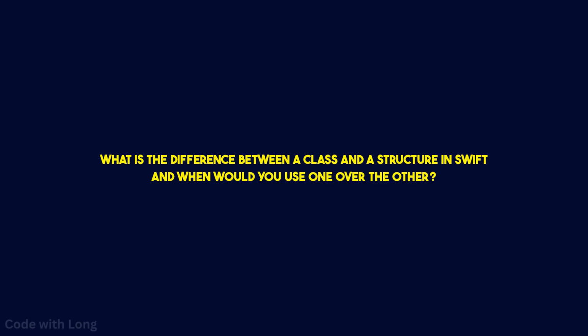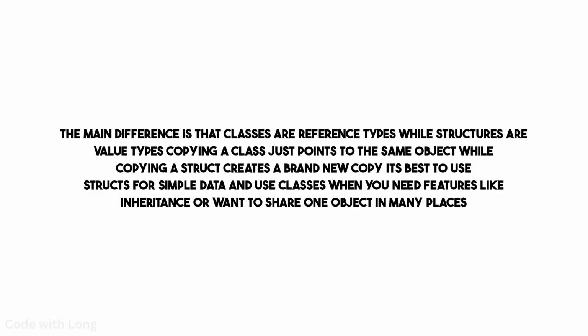What is the difference between a class and a structure in Swift, and when would you use one over the other? The main difference is that classes are reference types, while structures are value types. Copying a class just points to the same object, while copying a struct creates a brand new copy. It's best to use structs for simple data, and use classes when you need features like inheritance or want to share one object in many places.